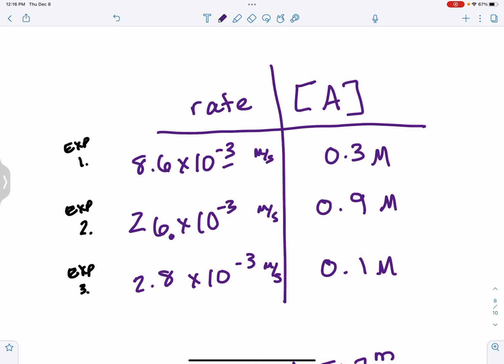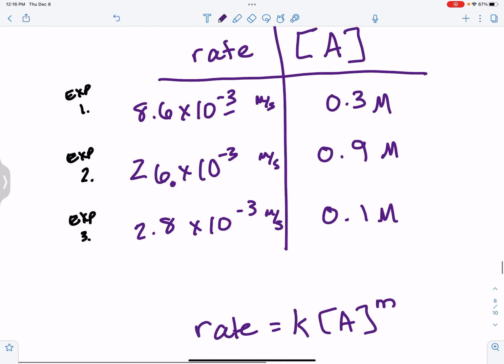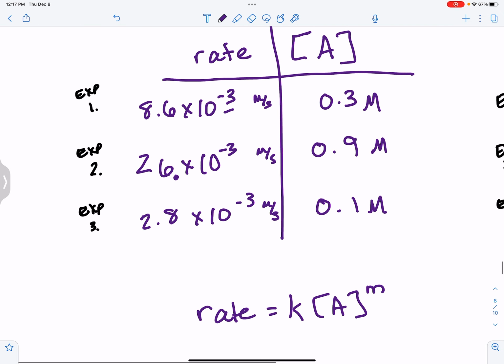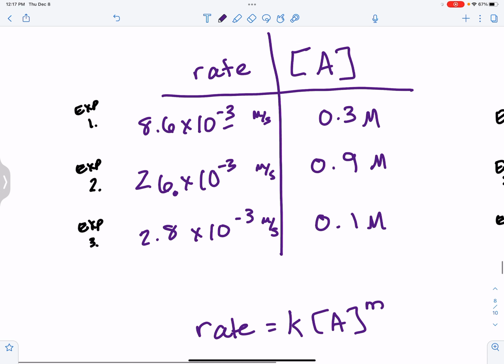Also, because it's experimental data, they won't come out like perfectly even whole numbers, but they'll come close, and so you'll just go with the whole number that you get. Here's the format of your rate law. So rate is equal to k times A to the m. To figure out the rate law, what you need is at least 2 experiments, and you'll set one experiment over the other experiment, and you set it up like this.